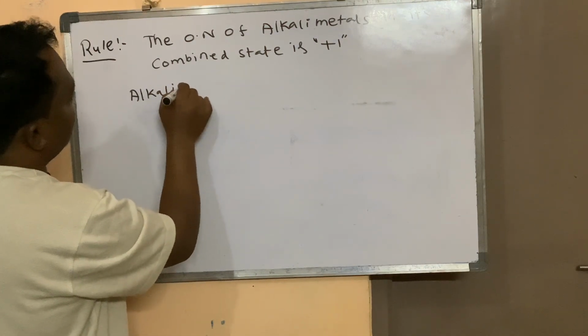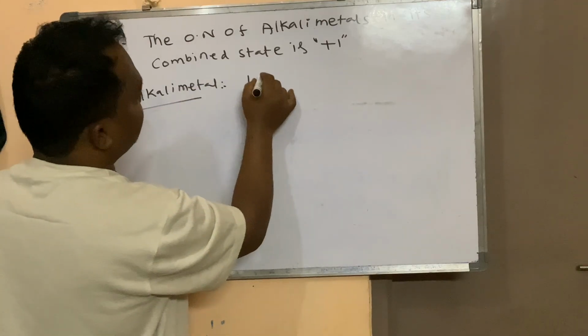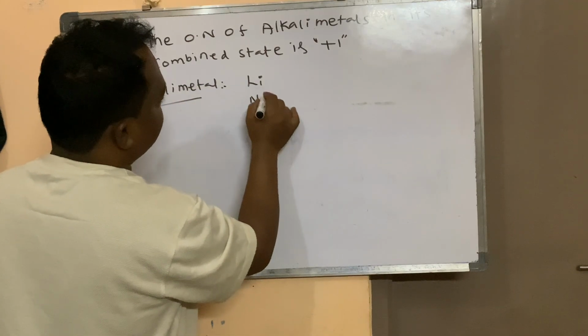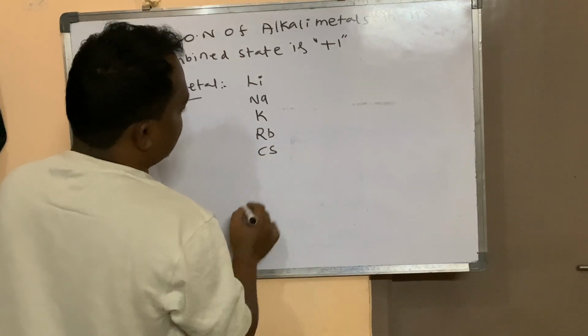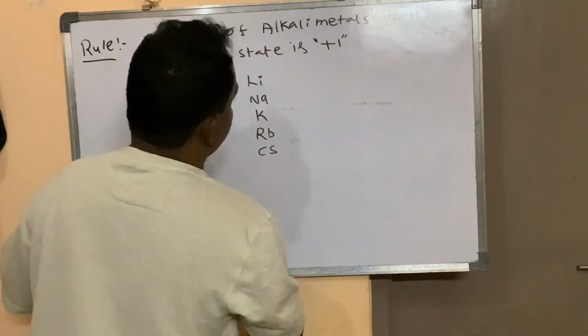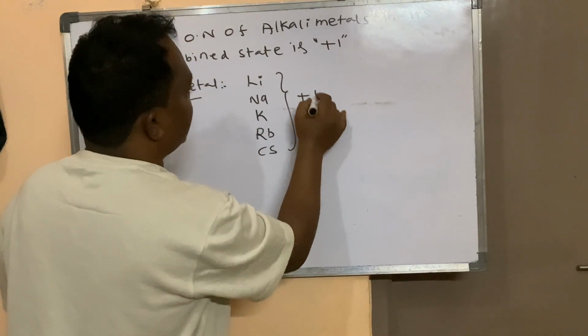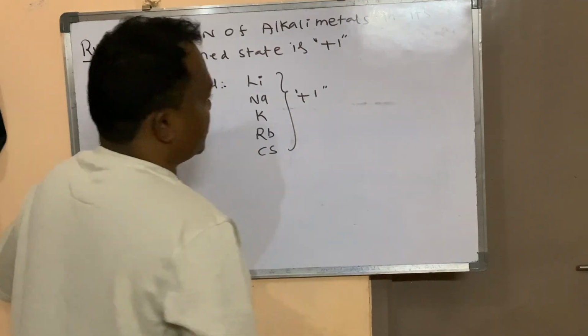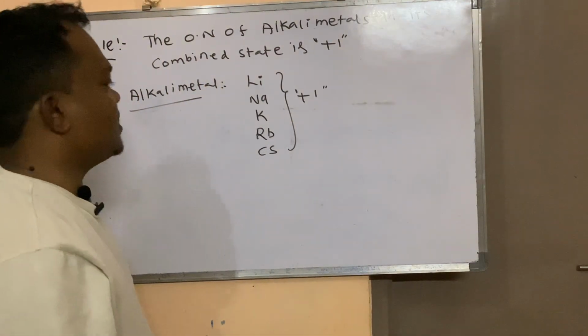Alkali metals are lithium, sodium, potassium, rubidium, cesium and francium. For these elements, the oxidation number is plus 1 in their combined state. In their combined state. Okay? So how will we see that?